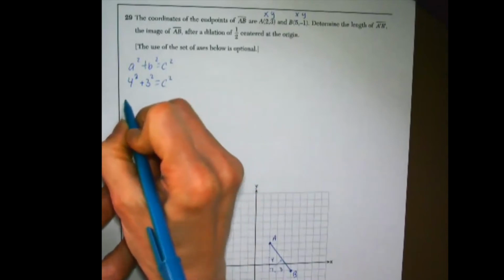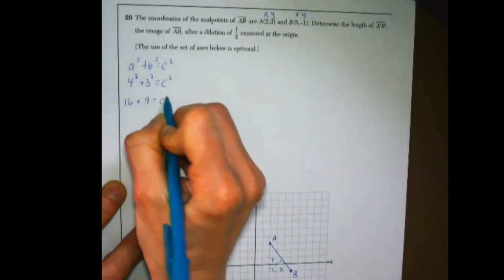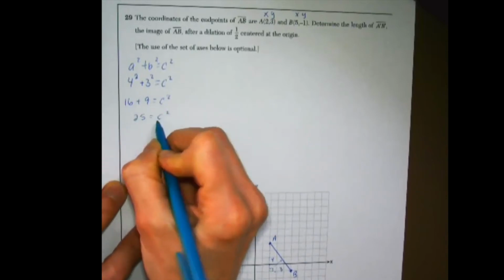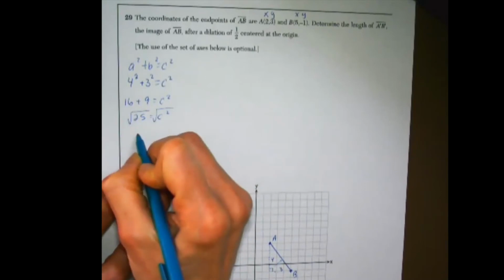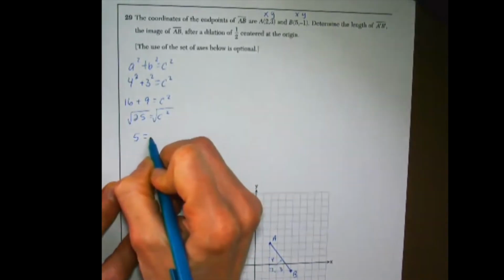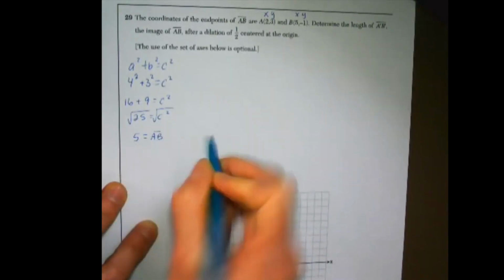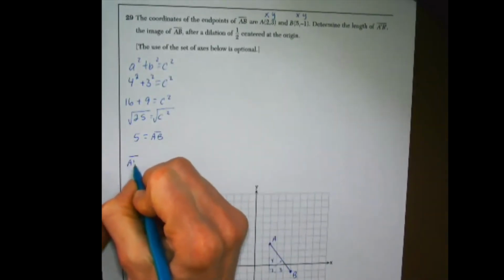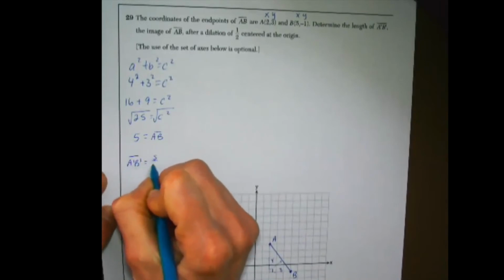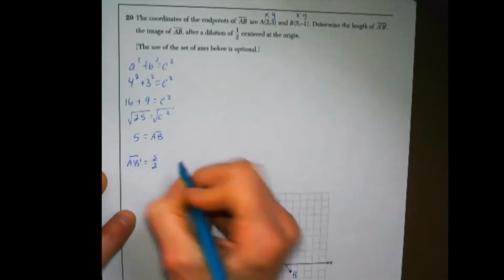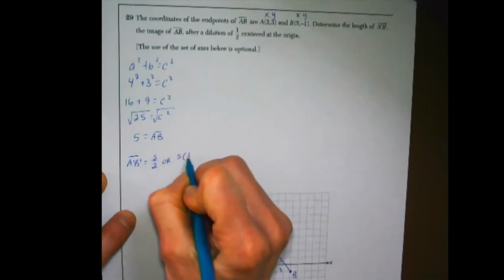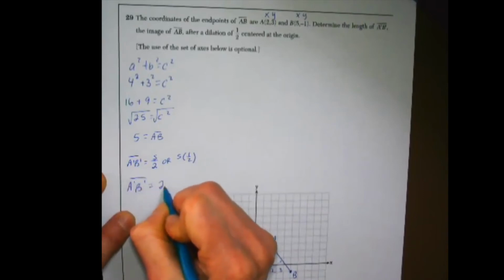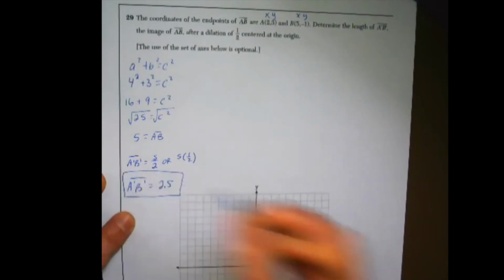4 times 4 is 16. 3 times 3 is 9. That's equal to c squared. 16 plus 9 is 25. And the opposite of squaring is square rooting. So the length, I'm going to change c to segment AB. The length of segment AB is 5, which means the length of segment A prime B prime is going to be half of that. So 5 divided by 2, or you could have said 5 times a half. Either way, you're going to get segment A prime B prime to be 2.5. Now that's one way of doing it.